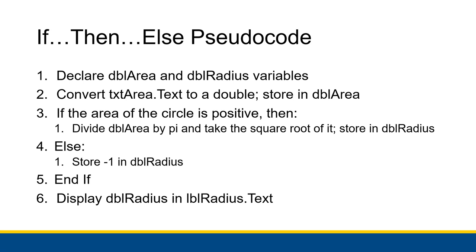What I wanted to do was specifically give them a value that would alert them, hey, something's wrong here. In this case, negative one. If they see that the radius is negative one, that's going to look fishy because a circle's radius should be positive, right?